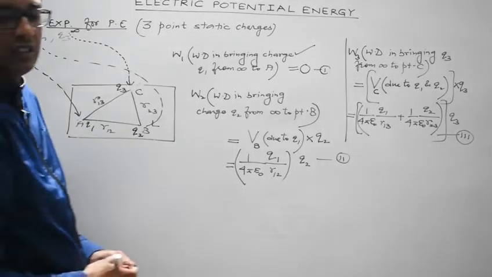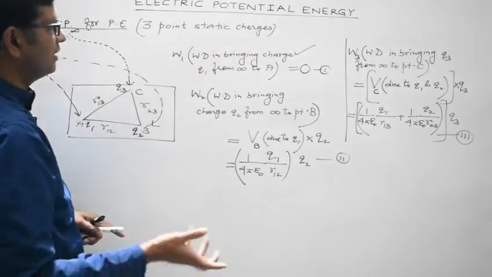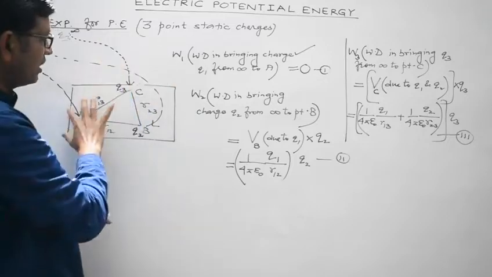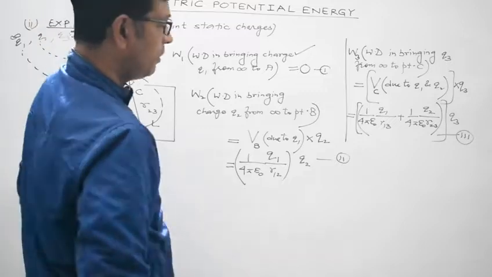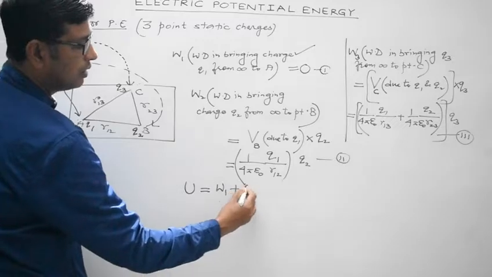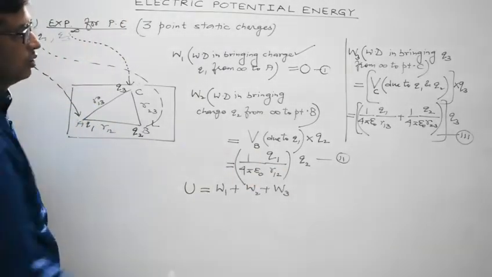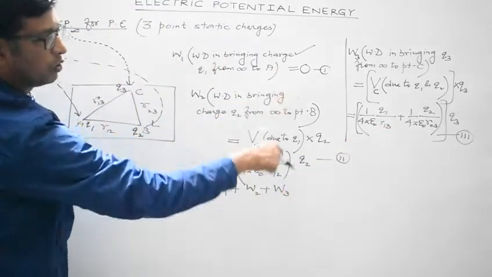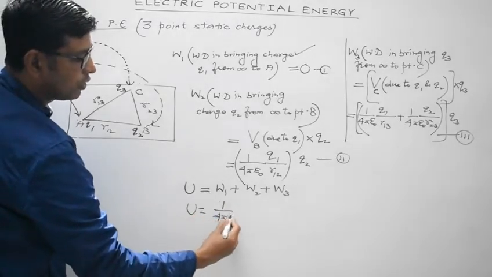As we have discussed, as per the definition, the total amount of work that is required to be done in bringing the charges constituting the system from infinity to their respective locations is the potential energy of the system. So by definition, potential energy in this case would be W1 plus W2 plus W3. So substitute the values of W1, W2 and W3 from equations 1, 2 and 3. What we get is, look, 1 over 4 pi epsilon is common.